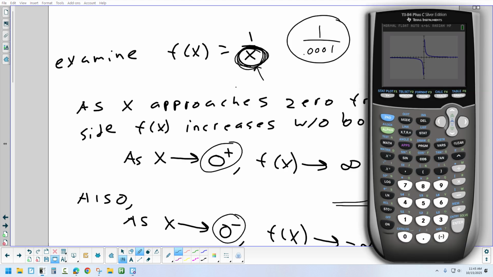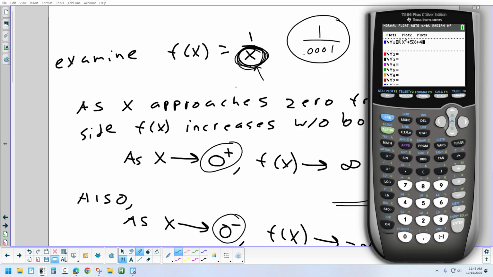So let's graph something else. Let's do x squared plus 5x plus 4. And let's divide that by x plus 1, x minus 8. How many values would cause you to divide by 0 in that problem?